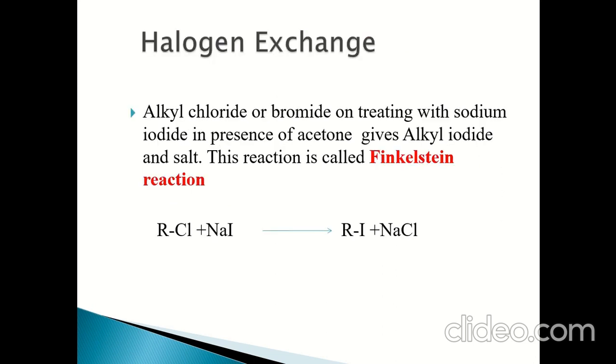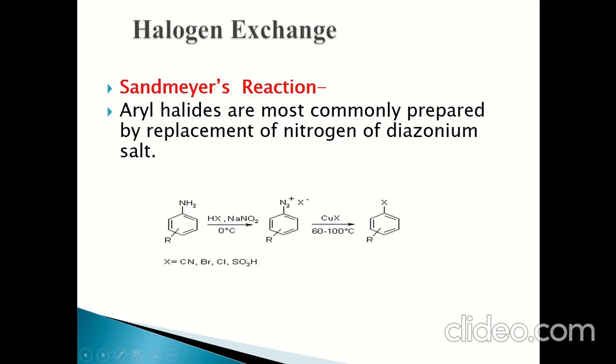Now, let us see the halogen exchange reaction. In this example, you can see alkyl chloride when treated with sodium iodide in presence of acetone gives alkyl iodide and salt. So this reaction is called the Finkelstein reaction. So in the Finkelstein reaction, we get alkyl iodide along with salt.